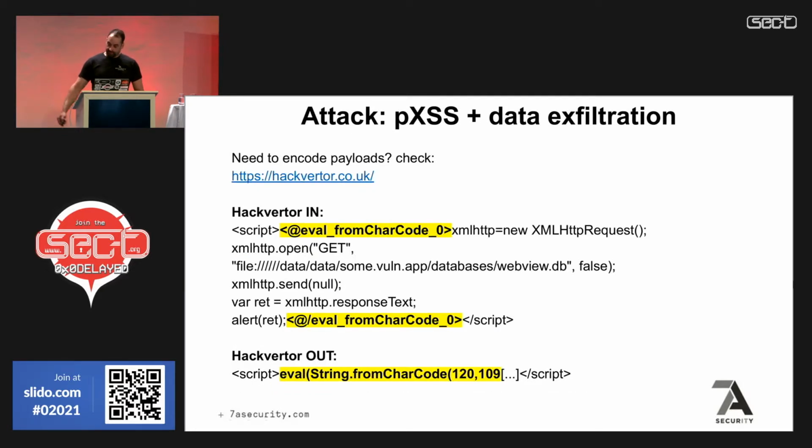And then for this, it's very useful to use Hackvector, which is now also a Burp plugin. So you can use eval from charcode if you have trouble with some characters that are breaking the application or whatever. And this makes it a little bit easier sometimes, right? So this turns the payload that is retrieving the file into eval, String.fromCharCode, and so on, right? So you get rid of the single quotes, double quotes, and it's more likely to work.